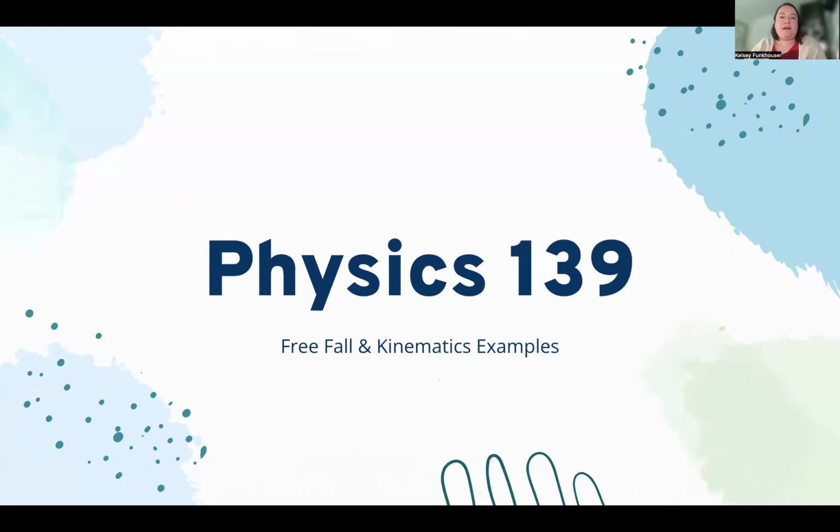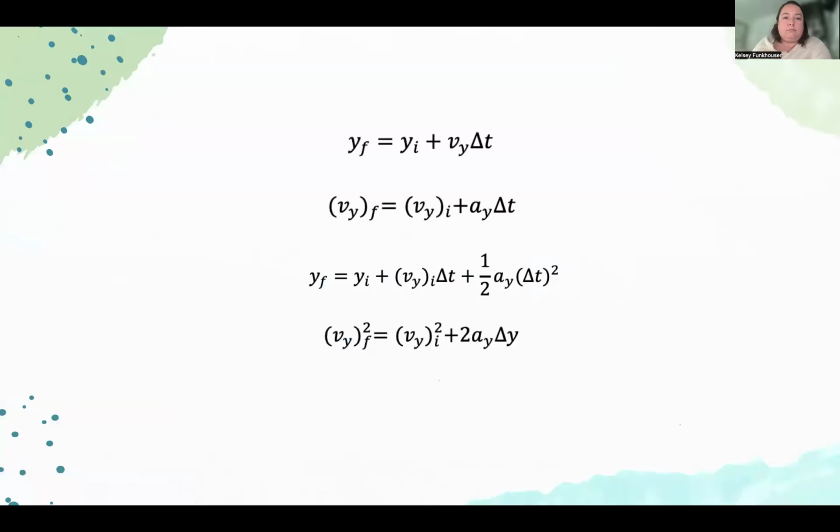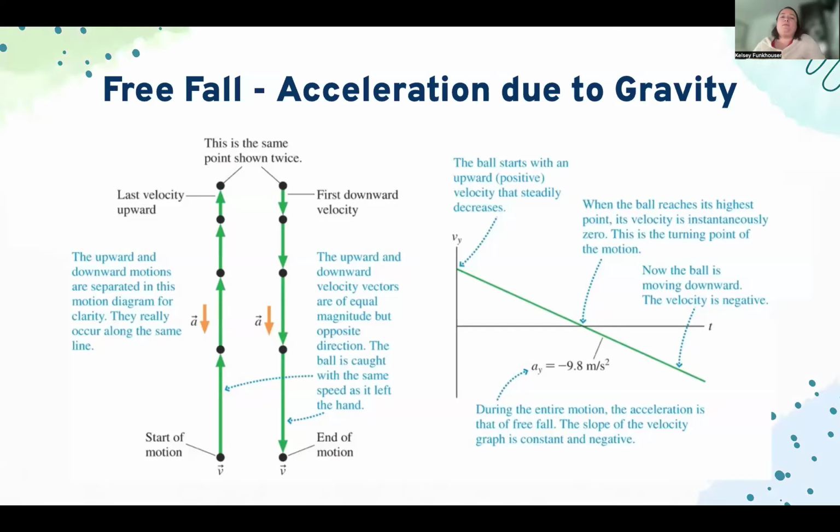Okay, for this lecture, I'm going to introduce the concept of free fall, and then I'm going to do an example of that and an example of horizontal motion. So, when dealing with vertical motion, we use y as our position variable instead of x. So these are the same kinematics equations we learned already. I've just replaced x with y to indicate that this motion is vertical. So again, same equations, four of them.